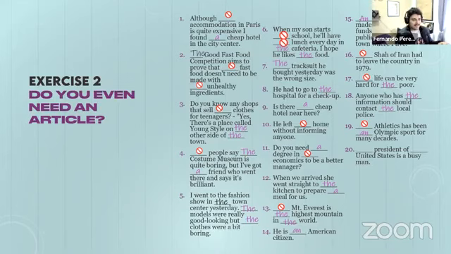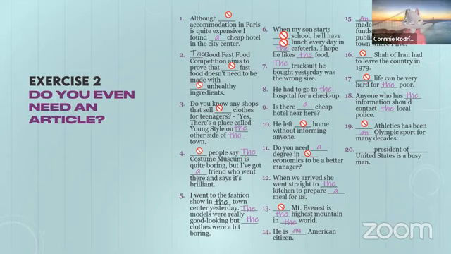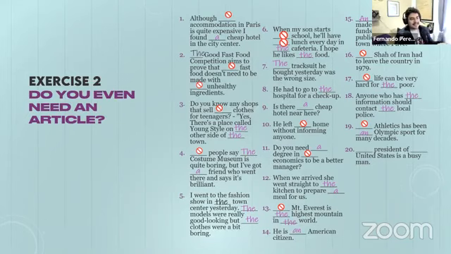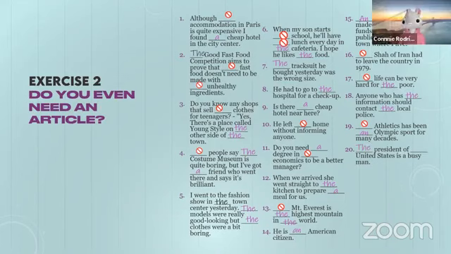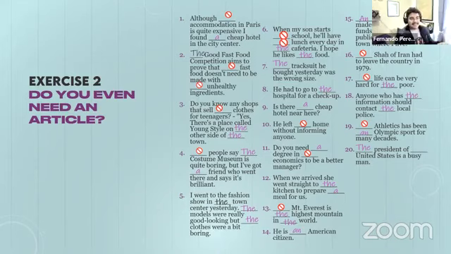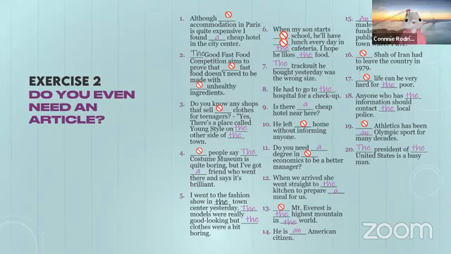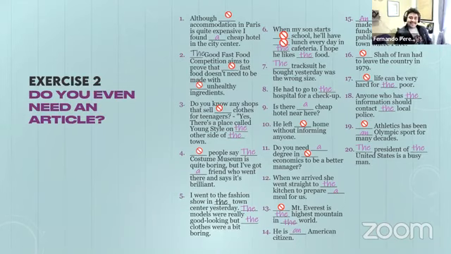And the last one, number 20. President of the United States is a busy man. Incorrect. You fell in my trap. The president. Exactly. It's the president because there is no name. So if you say President of the United States, Joe Biden, then eliminate that. That's the thing. Articles, guys.